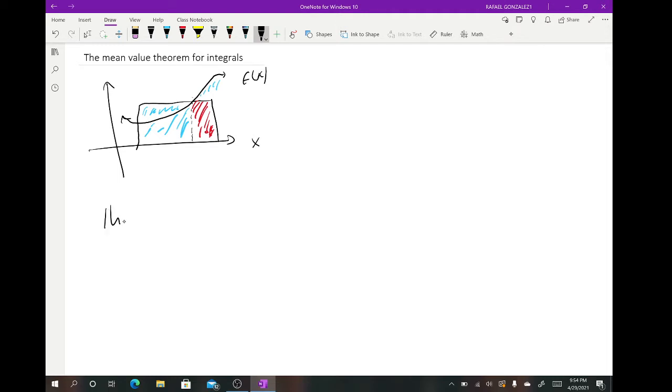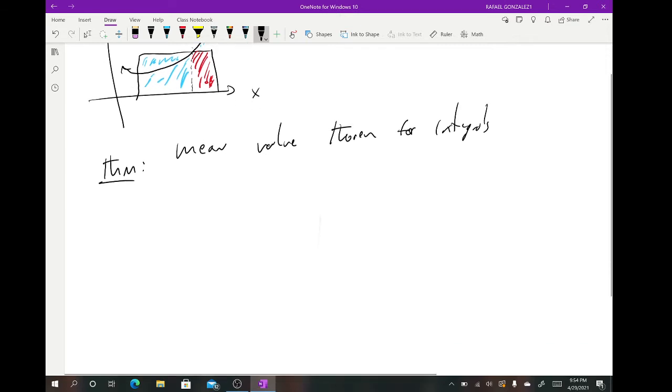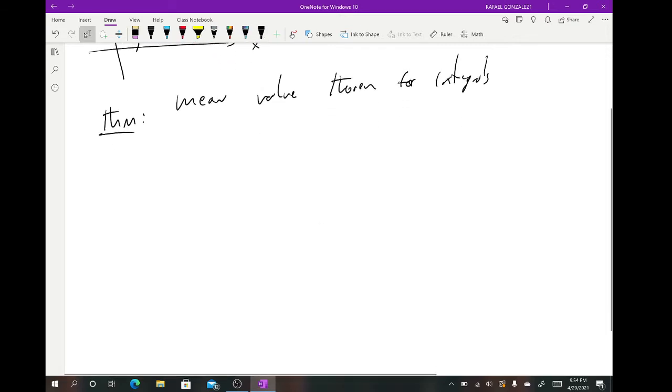So let me write down the theorem. We're not going to really use this, but it's useful that you know it. It says the following. So let me put a title since it has one. It's a mean value theorem for integrals. You should go back and review the mean value theorem for derivatives. That's a very important theorem that we had for taking derivatives.